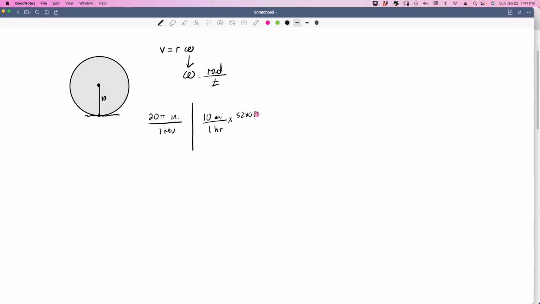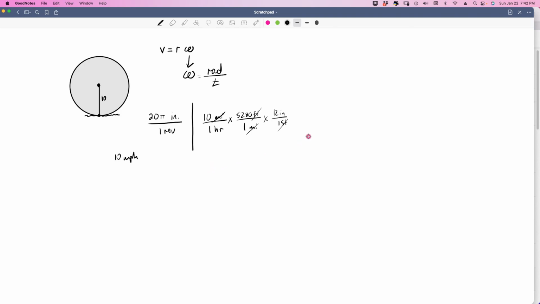So we're going to go to 5,280 feet in 1 mile. That allows us to cancel, right? And I said this was going 10 miles per hour, right? So now we're going to go from feet to inches. So there's 12 inches in 1 foot. That allows us to cancel out feet. Now it's in inches. So now I need to go with revolutions. How many revolutions is that in 1 hour?